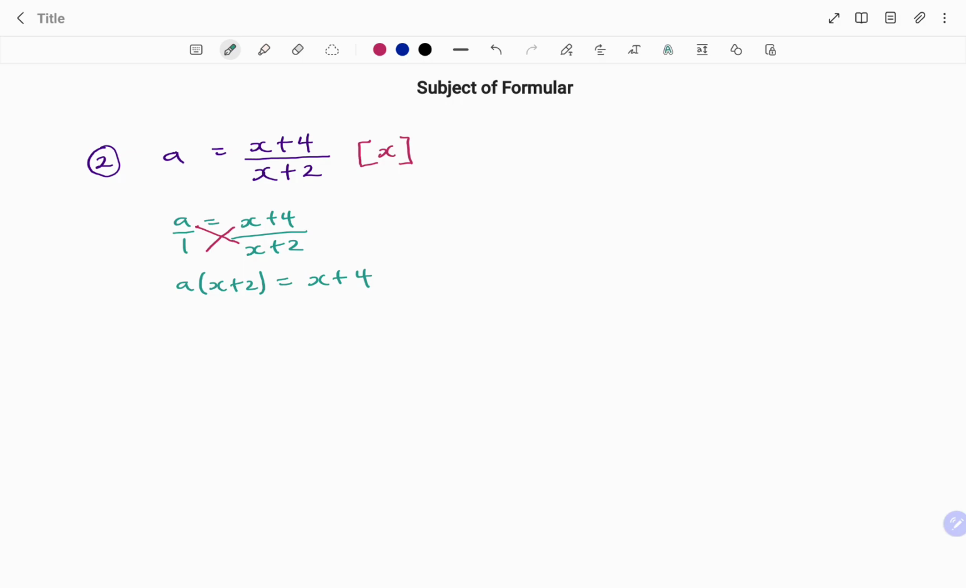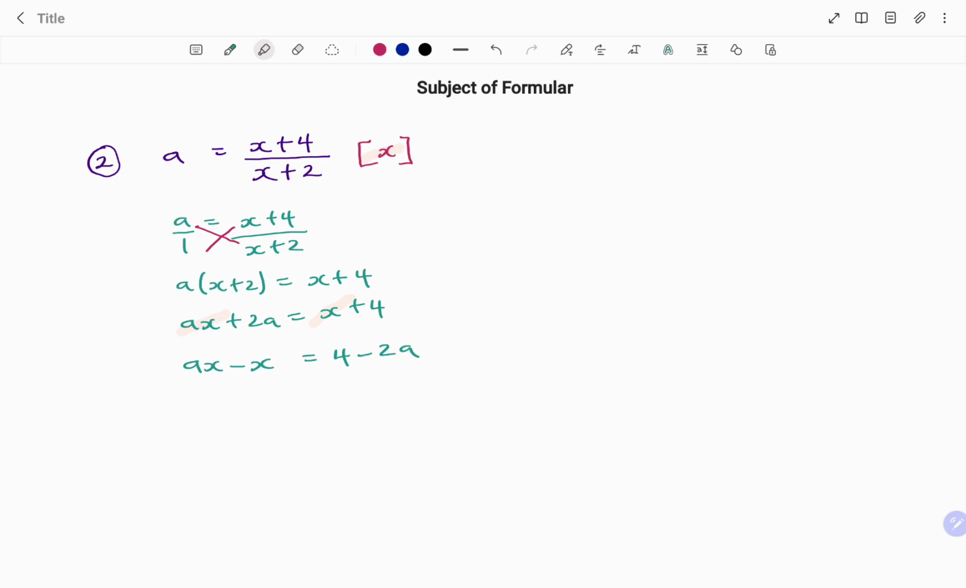Simplifying, I'm going to start by expanding the bracket. I have a multiplying all the content of the bracket, that's ax plus 2a equals x plus 4. The next step is, because I'm making x the subject of formula, I'm going to move all the terms with x to one side and all the remaining terms to the other side. So I start with moving my x on the right hand side to my left hand side. It becomes ax minus x equals, I move my 2a to my right hand side. I have plus 4 left minus 2a.